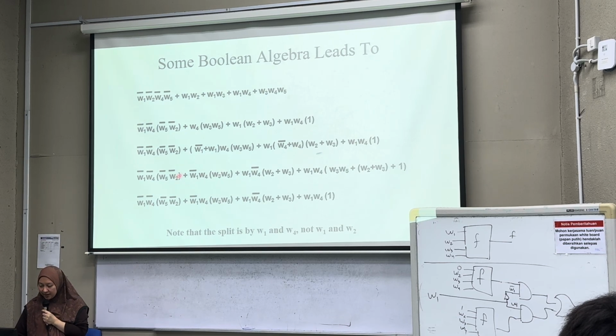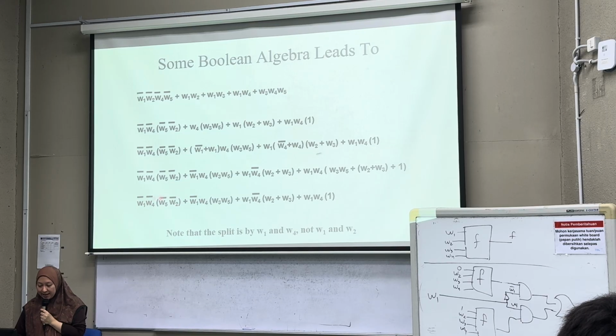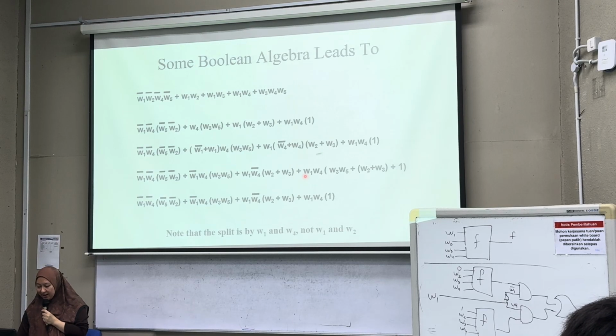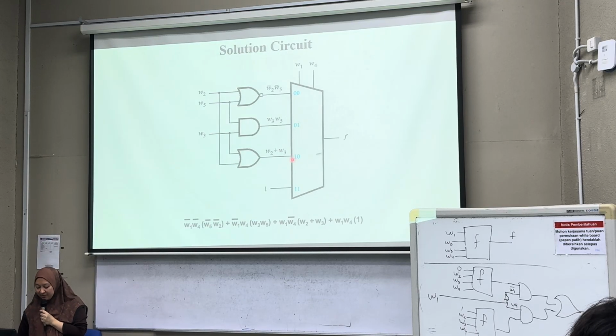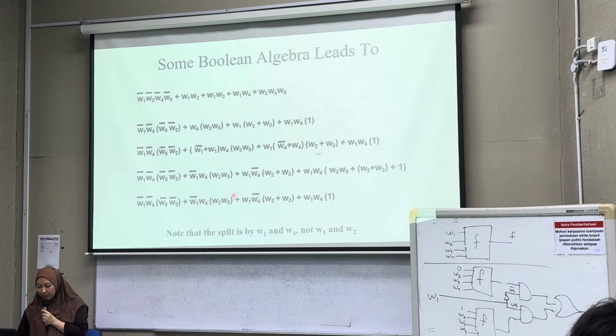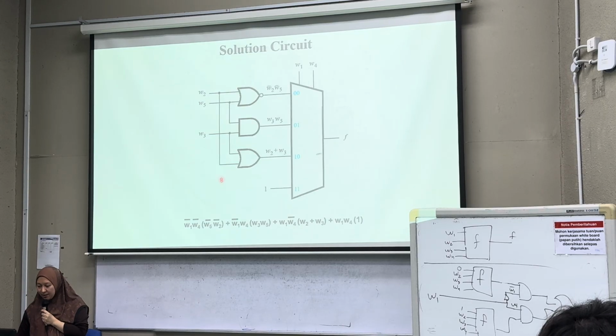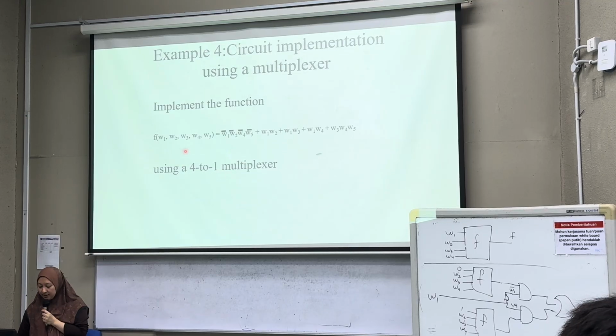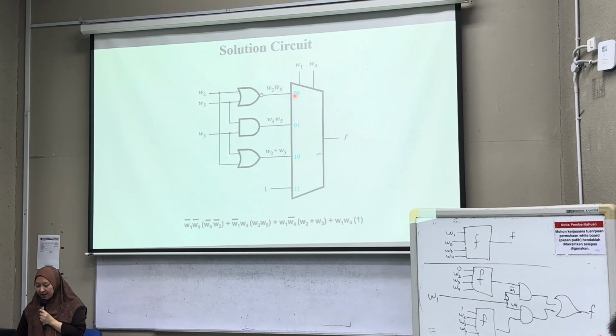Okay, this one. So this is your, okay, W1 and W4 are my select lines. Okay, from here is my data input for the 1, 1. Okay, data input for my 1, 0. Okay, data input for my 0, 1, and data input for my 0, 0. Okay, yeah, actually it's from this expression here.